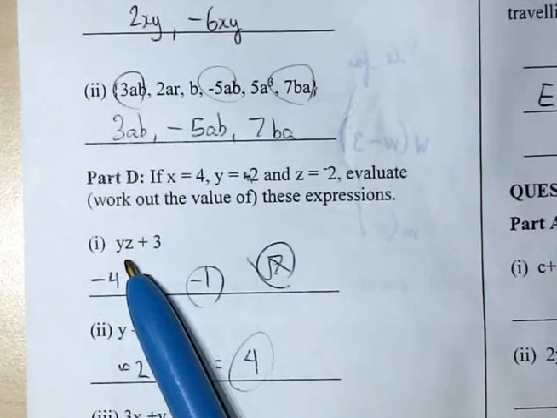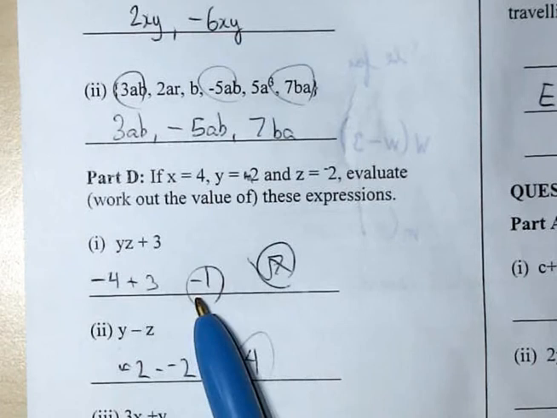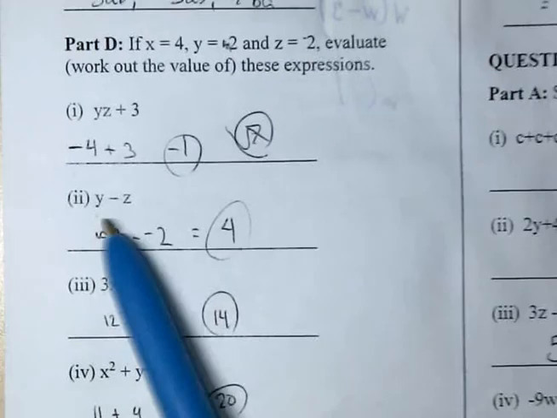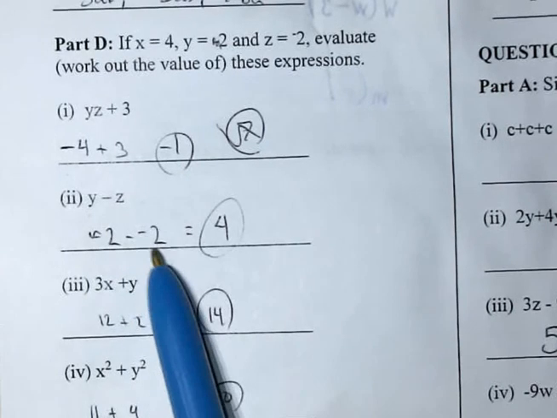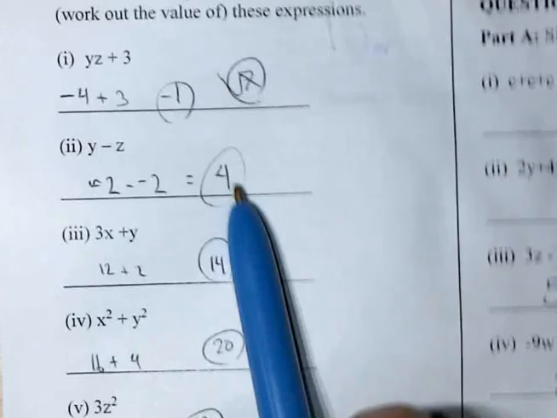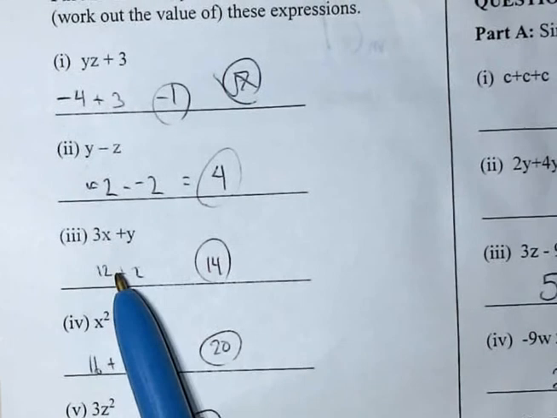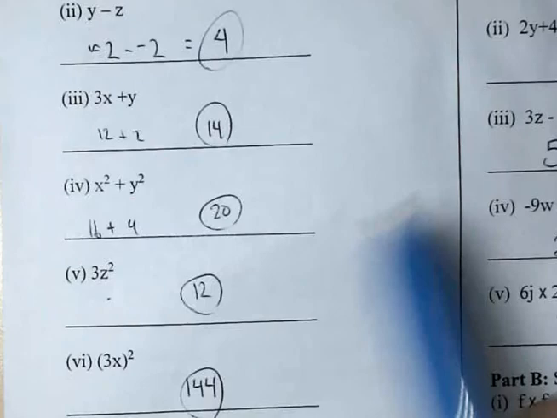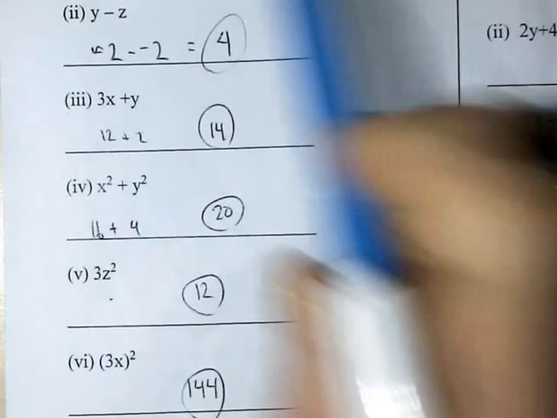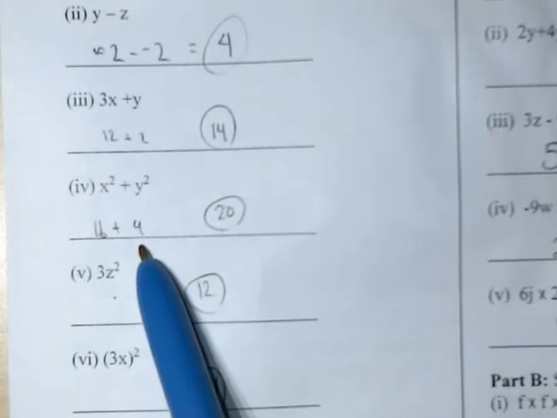Okay. Substituting, yz means y times z. And 2 times negative 2 is negative 4. Plus 3 is negative 1. Y minus z, y is 2. 2 minus negative 2, a minus becomes plus, giving us 4. 3x plus y, 3 times x if x is 4. 3 times 4 is 12. Plus y, 12 plus 2 is 14. Next one, x squared plus y squared. X is 4. 4 squared is 16. Y is 2. 2 squared is 4. 16 plus 4 is 20.